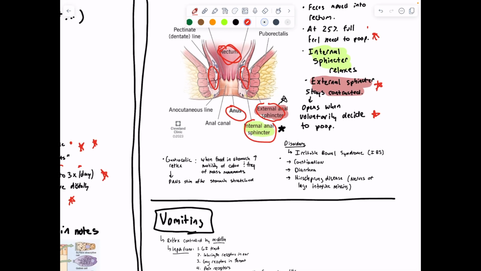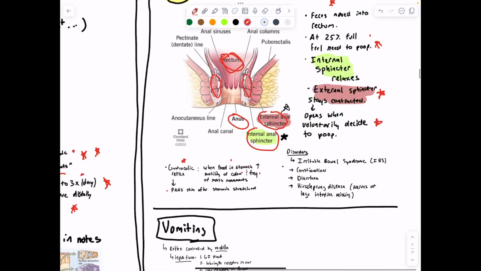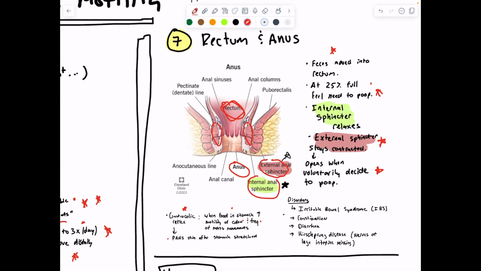All right, and then we have this gastrocolic reflex. When food is in the stomach, it's going to increase the motility of the stomach and frequency of mass movements, and this is due to parasympathetic stimulation after the stomach is stretched. And again, similar to the gastroileal reflex, you're making movement so that the stuff coming in can take its place.